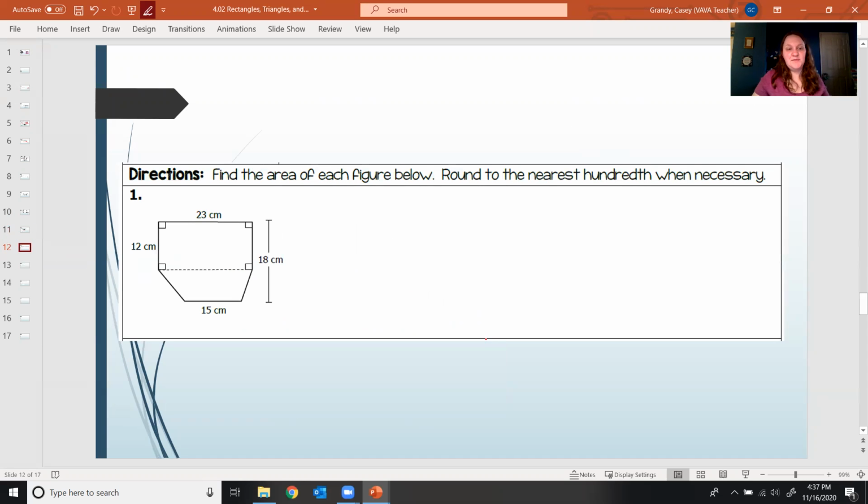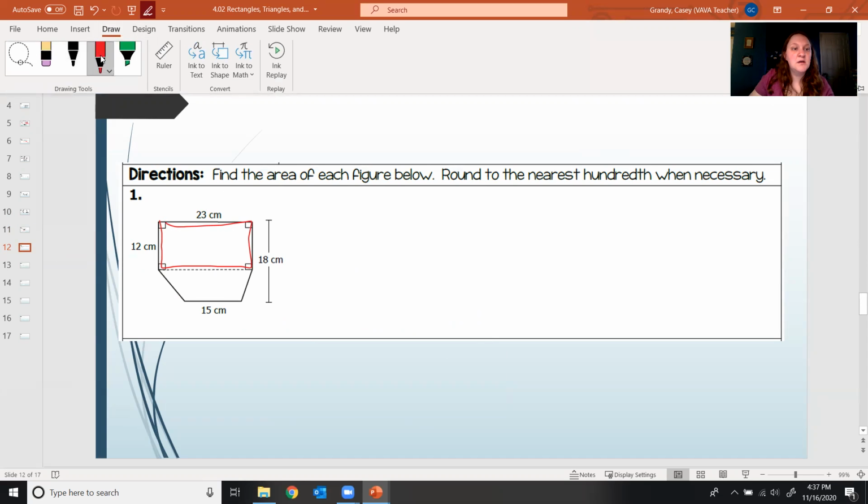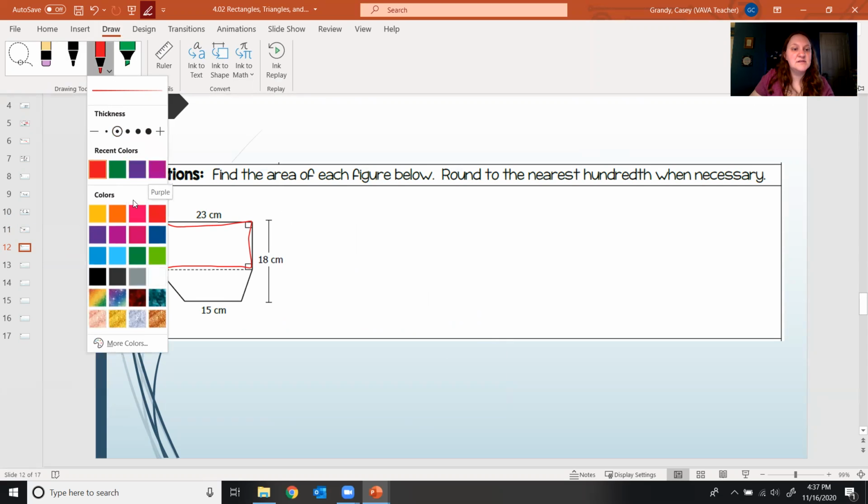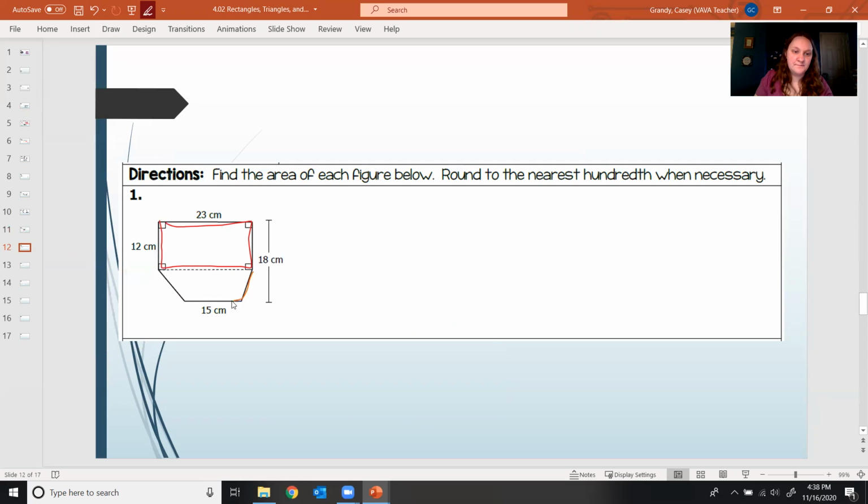Now we're going to start talking about the composite figures. There's no shape on our formula sheet that looks like this. However, I do have a shape that's a rectangle. Here's my rectangle. And I have a shape that is a trapezoid. So we're going to do this in 2 steps.